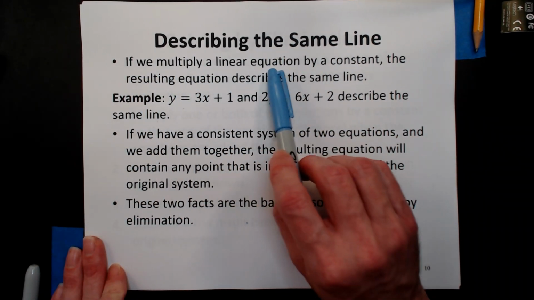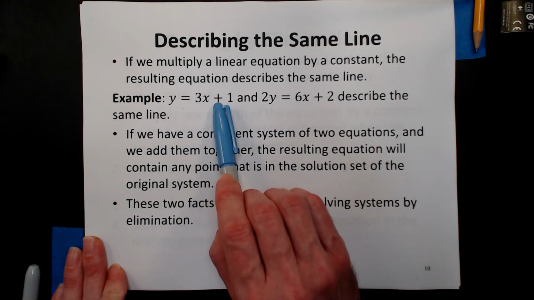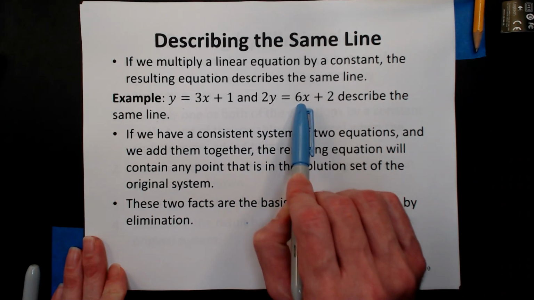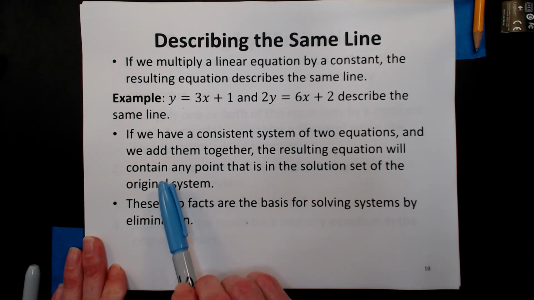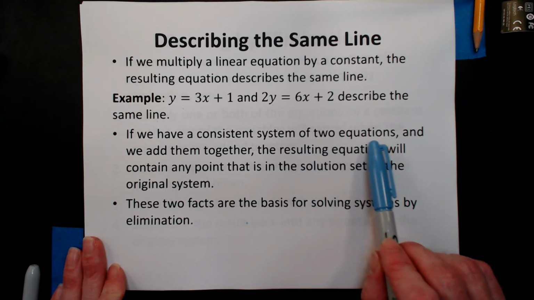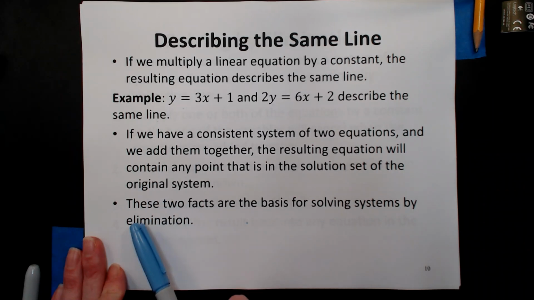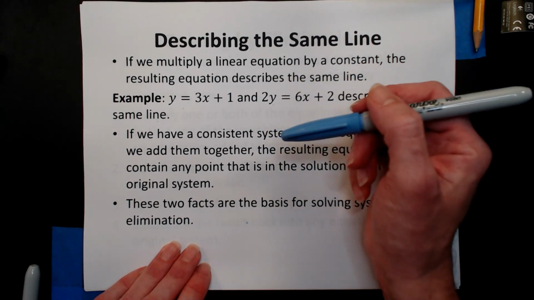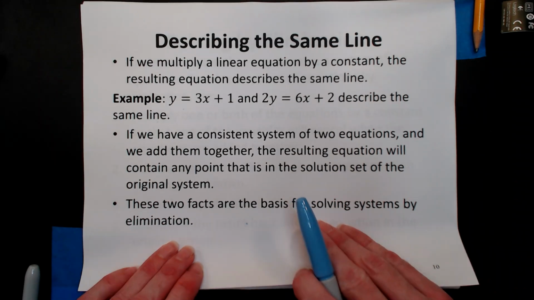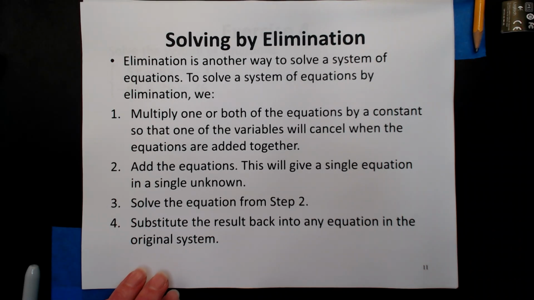If we multiply a linear equation by a constant, the resulting equation describes the same line. For example, y equals 3x plus 1 and 2y equals 6x plus 2 describe the same line, because basically we just doubled everything in this second line. If we have a consistent system of two equations and we add them together, the resulting equation will contain any point that is in the solution set of the original system. These facts are the basis for solving the system by elimination. So basically, I'm essentially going to be adding this line to itself, and you'll see that it describes the same solution set. And you'll eliminate both your variables.